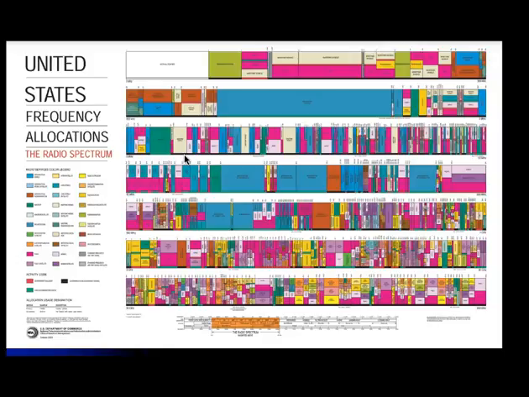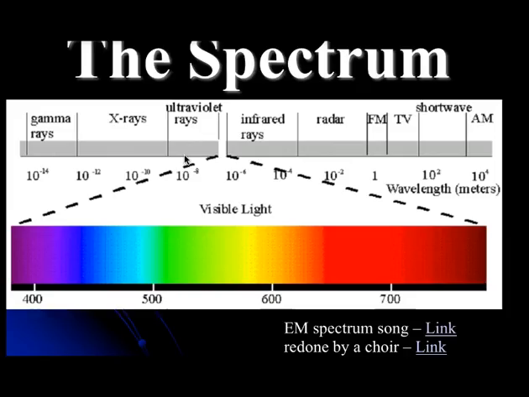People use all sorts of frequencies, and it has to be correlated, so you don't transmit over the same frequency. That's why we have different radio stations, as an example.